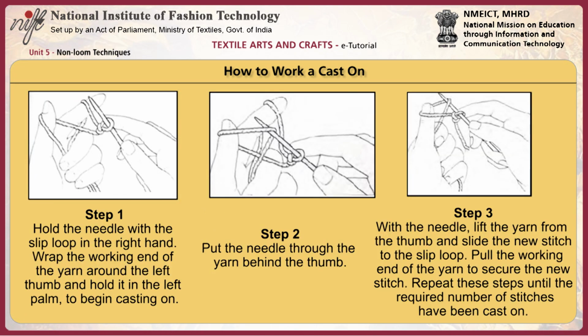Follow these instructions to work a single cast on. Hold the needle with the slip loop in the right hand. Wrap the working end of the yarn around the left thumb and hold it in the left palm to begin casting on. Put the needle through the yarn behind the thumb. With the needle, lift the yarn from the thumb and slide the new stitch to the slip loop. Pull the working end of the yarn to secure the new stitch. Repeat these steps until the required number of stitches have been cast on.